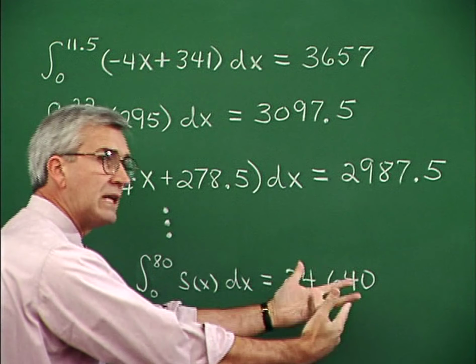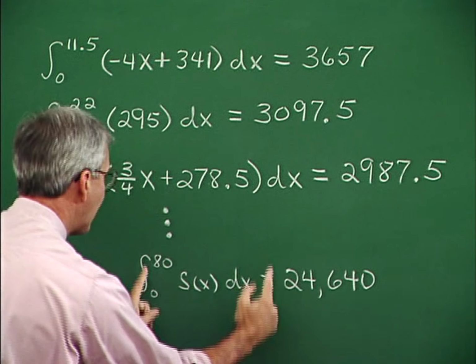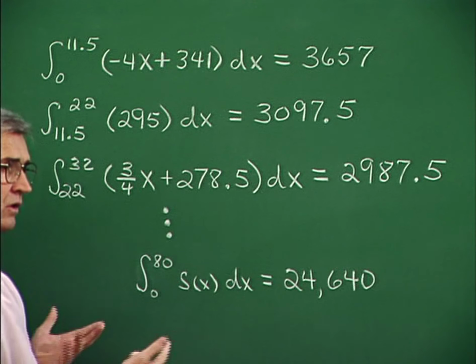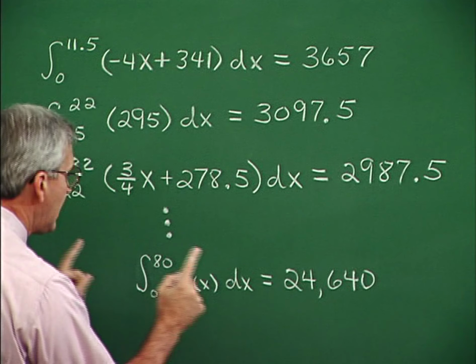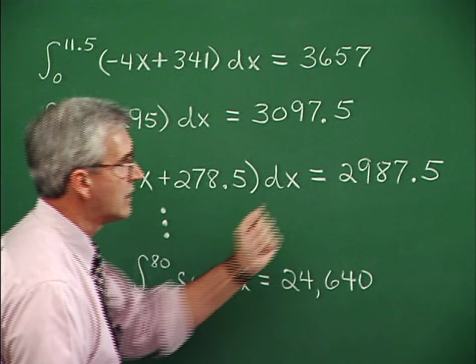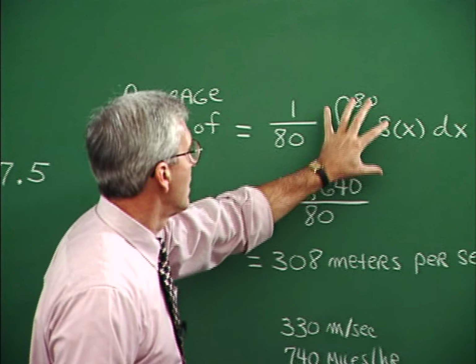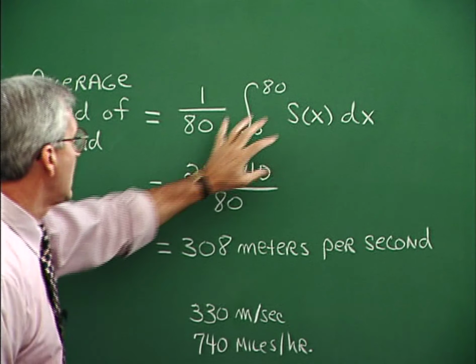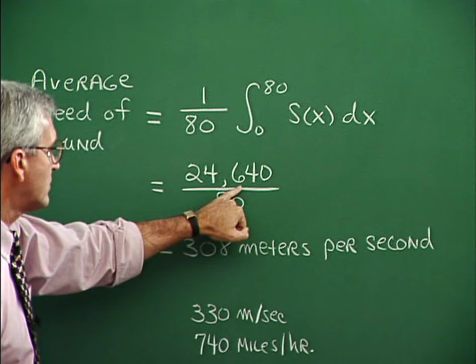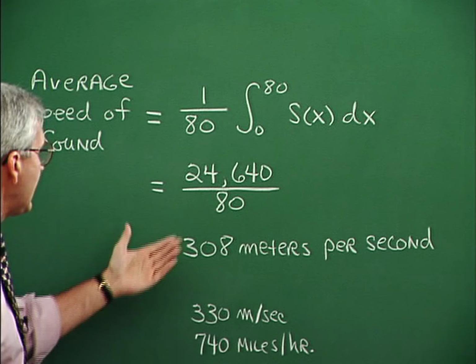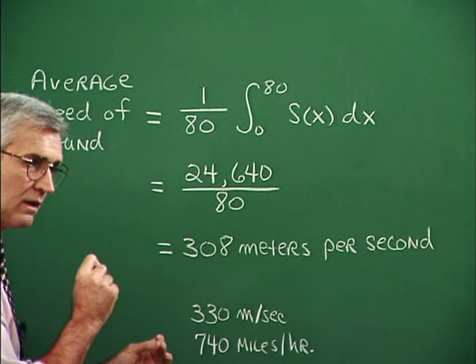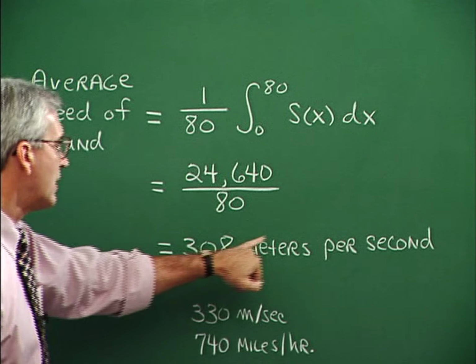Now the average speed: the average value of this function is 1 over b minus a times this. So the average speed of sound is 1 over 80 times this, which is the 24,640 divided by 80, and we find the average speed within that interval to be 308 meters per second.